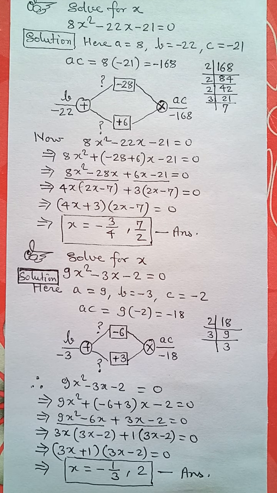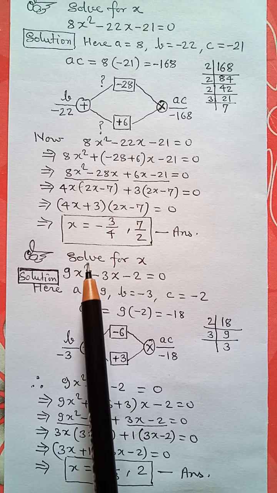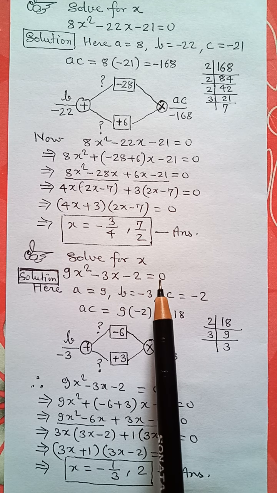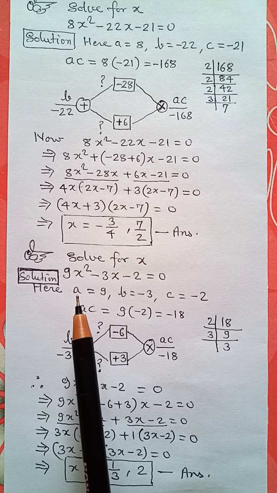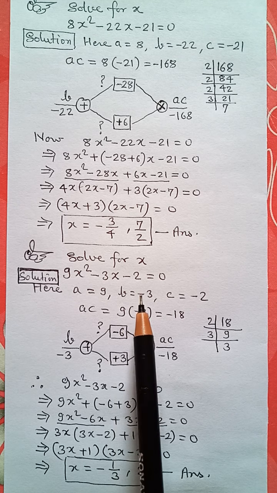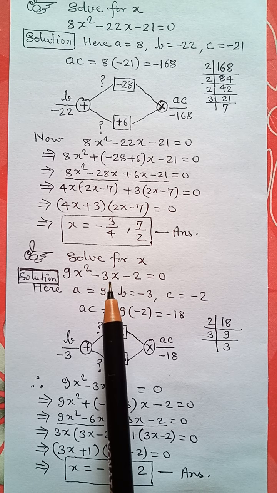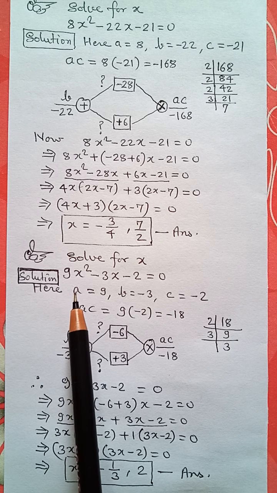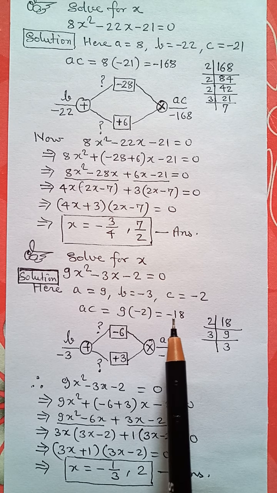Let us see another example. Here solve for x. 9x square minus 3x minus 2 is equal to 0. Comparing with the standard form, a is equal to 9, b is equal to minus 3, c is equal to minus 2. You can easily see here. Now the product a times c is nothing but minus 18.